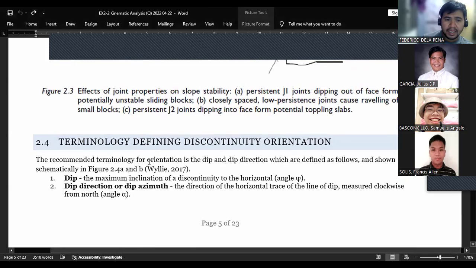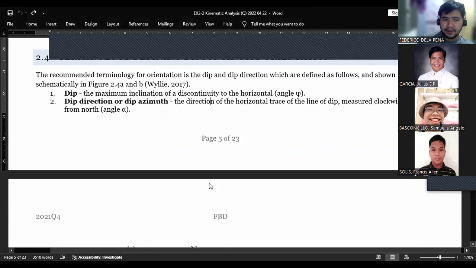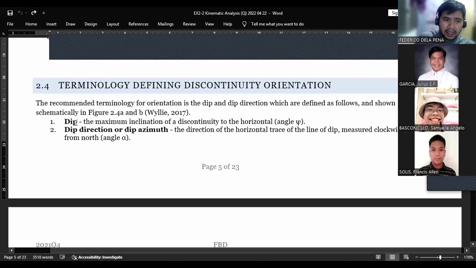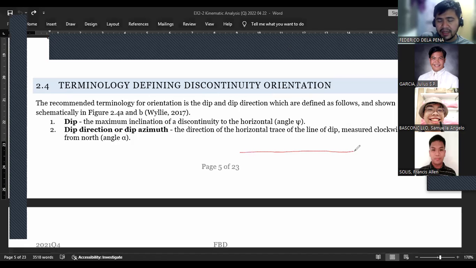Now let's talk about orientations. Discontinuities, of course, are essentially defined by their orientations, especially when you're talking about kinematic analysis, when you're trying to understand the relationships between the rock slope and the discontinuities themselves. Right. The first term that you have to understand is the term dip. This is basically the inclination relative to the horizon.